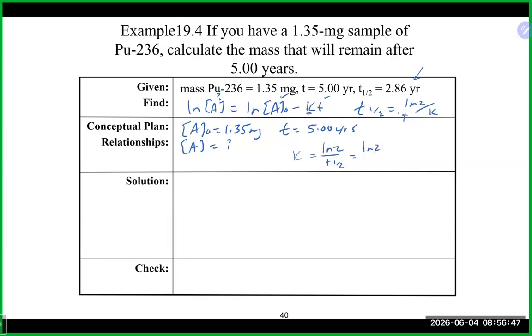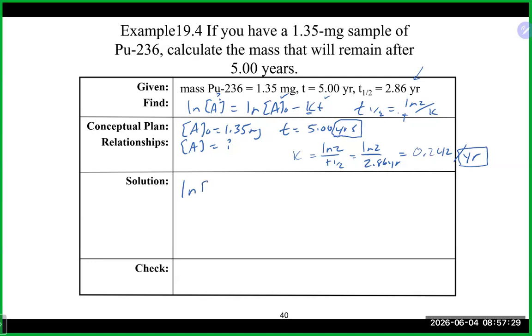So k is equal to the natural log of 2 divided by the half-life. That would be the natural log of 2, which is that 0.693 number, divided by 2.86 years. That's going to yield us 0.242. The units here are reciprocal years, which is good, as it should be a reciprocal unit of time. Also good is the unit of time here. Remember, we do want these to have the same time unit.